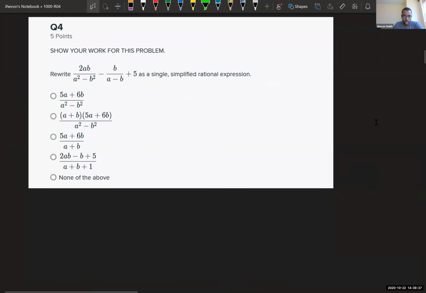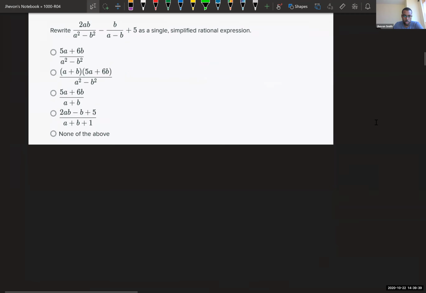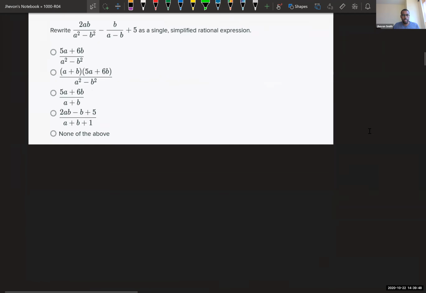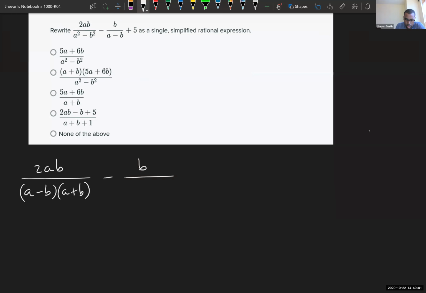Here, show your work. For this problem, you want to actually rewrite as a simplified rational expression as a single one. So you want to combine and simplify. Okay, so we know what that means. We need to create a common denominator. So we want to factor the denominator so we can see all the factors that we would need. This is A minus B. Now, of course, this one is missing the A plus B factor, so I'd multiply by A plus B.